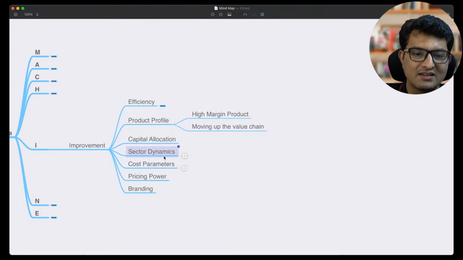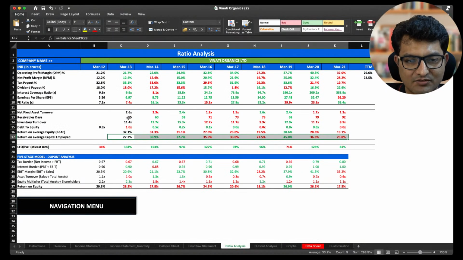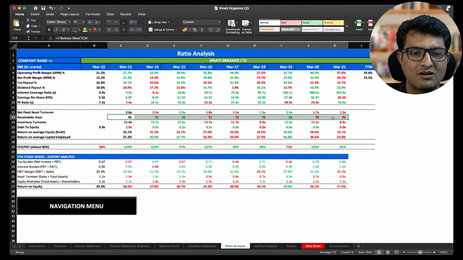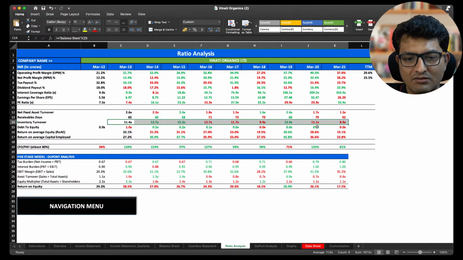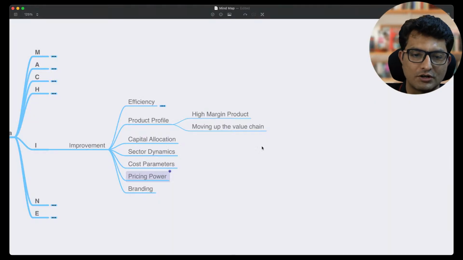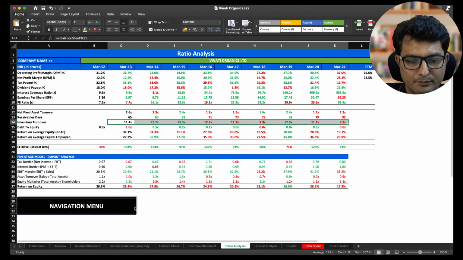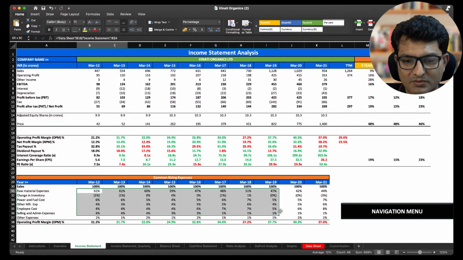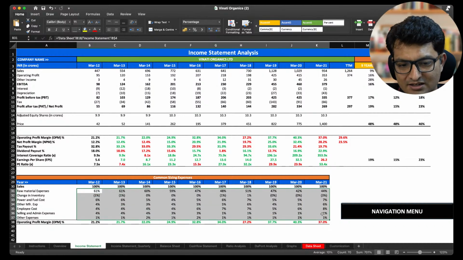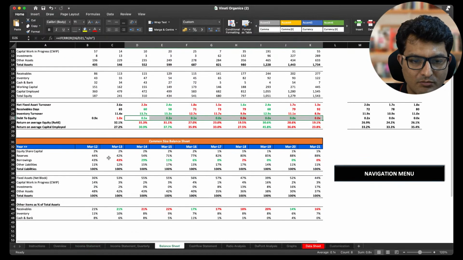Then sector dynamics, cost parameters, pricing power. As I said, all these things can be seen from working capital, receivable days, whether you have good pricing power, and from your inventory turnover ratios. All these things will tell you whether you have improving pricing power or not. And cost parameters, again, the income statement, we have done this costing. The common size of the balance sheet and income statement, both these things, common sizing, you will understand. Even here we have common sizing.